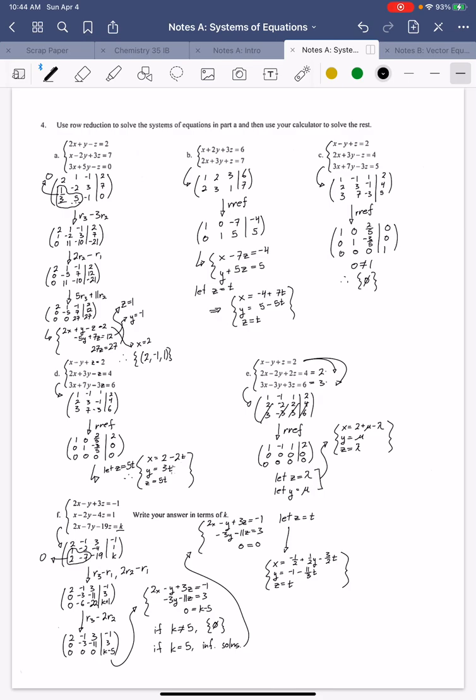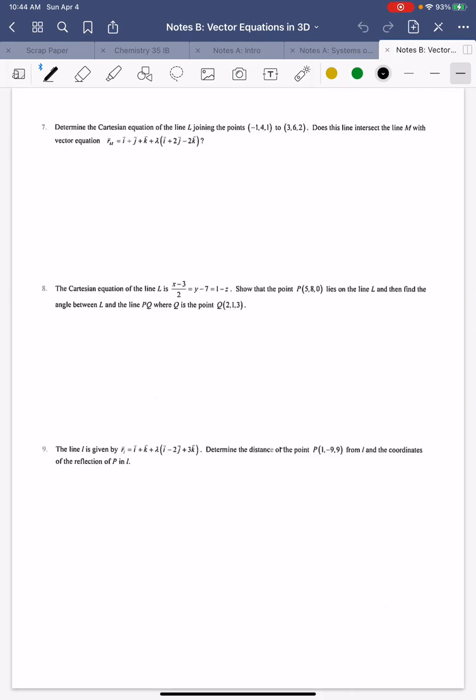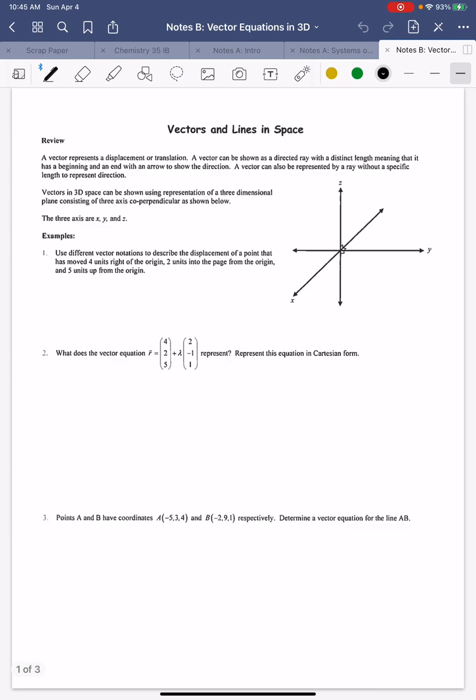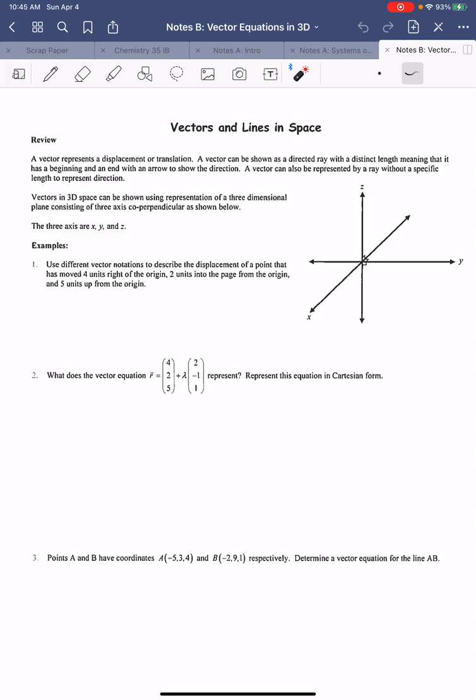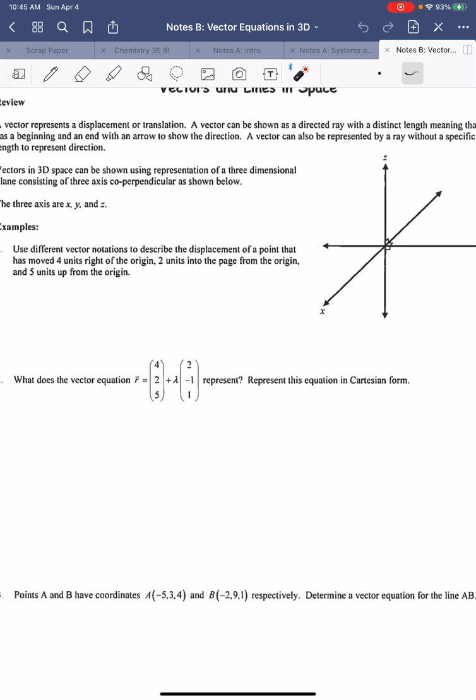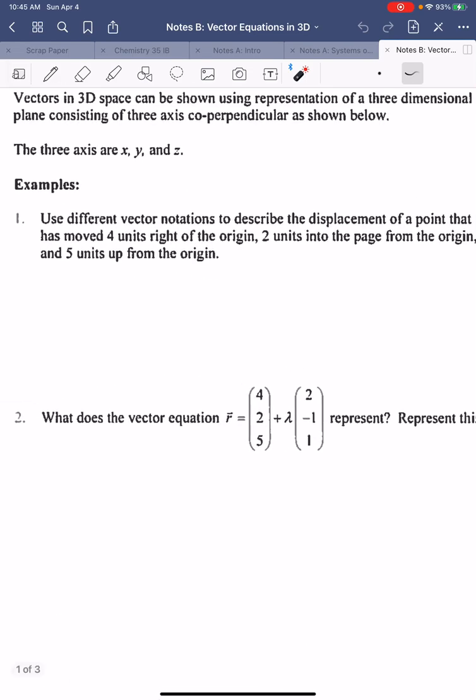So that's a bunch of more problems. And now we're going to move on to lines in 3D. Okay, so, one second here. Just going to get ready for this one. So that was a little bit of a review. You can read this later. I'll post the notes. But we looked over this a few lessons ago. Actually, one lesson ago.